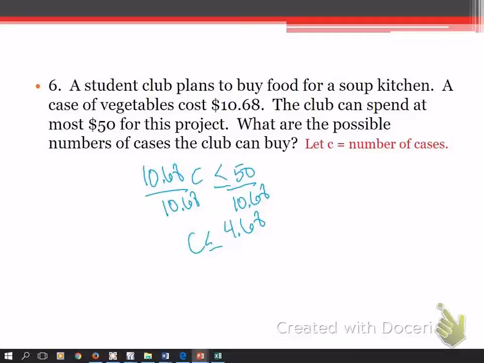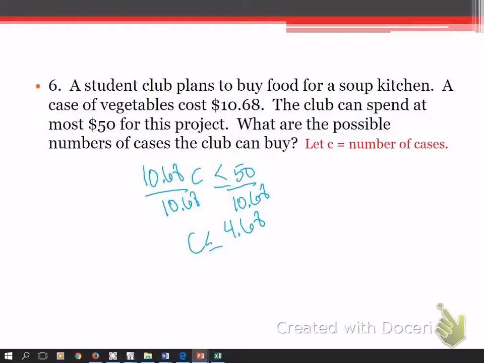Okay, did you get this? 10.68C, we're going to multiply the number of cases times the cost for each case, which is $10.68, has to be less than or equal to $50. Divide by 10.68, and C is less than or equal to 4.68.